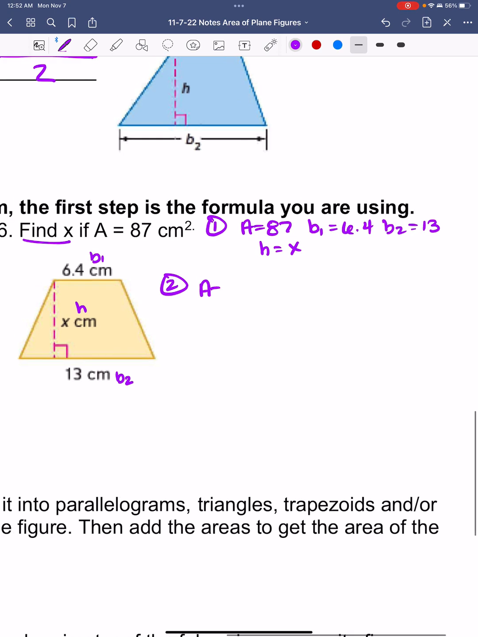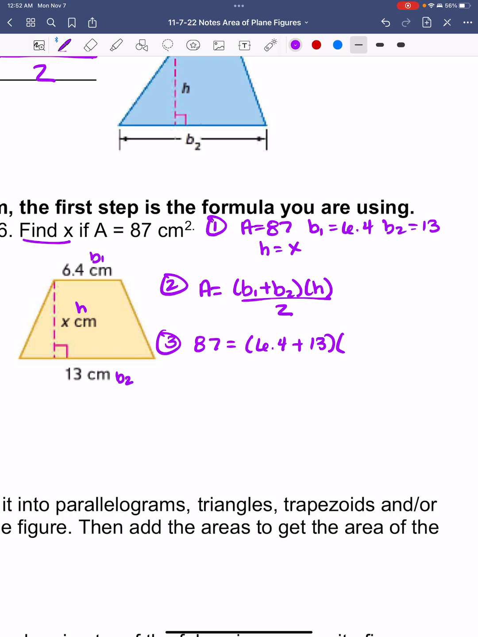Step 2 is to write our equation. So what that means is A is base 1 plus base 2 times our height, all divided by 2. So A is 87, which is step 3. Substitute and solve. 6.4 plus 13 times x, all divided by 2. Now, whenever you put this in your calculator, you can only do one step at a time. So 6.4 plus 13 is going to be 19.4 times x, all divided by 2.